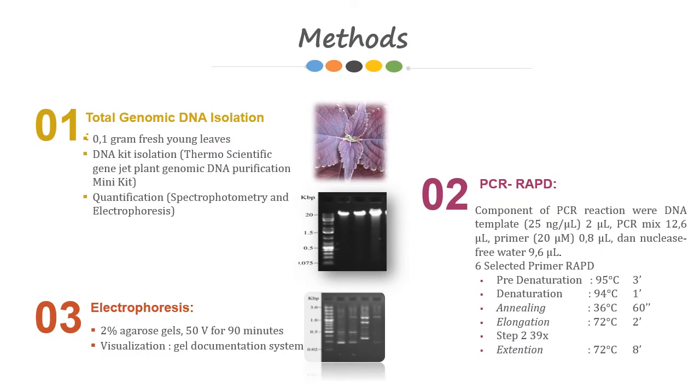Total genomic DNA was isolated from 100 mg fresh leaves using a DNA isolation kit. The quality and quantity of extracted genomic DNA were determined using a spectrophotometry method and also electrophoresis using 1% agarose gel. Six RAPD primers were selected from 25 primers that produce clear and high polymorphism DNA fragments. Components of the PCR reaction are as follows, and PCR amplification was performed using a thermal cycler with the following program. Amplified products were separated on 2% agarose gel.